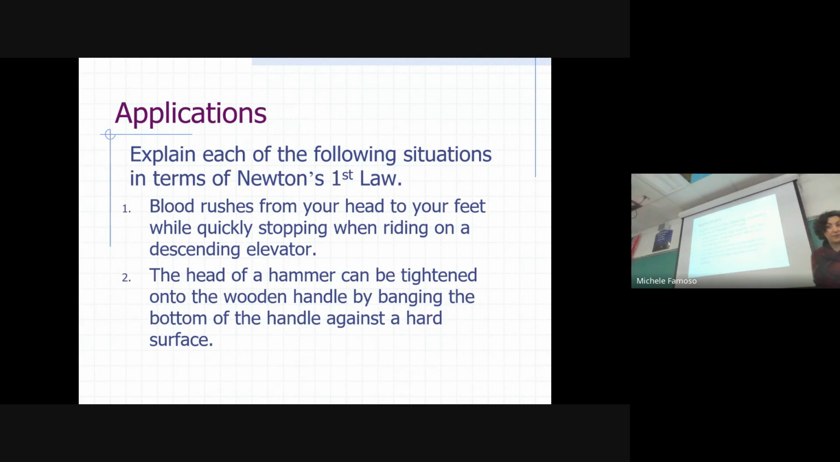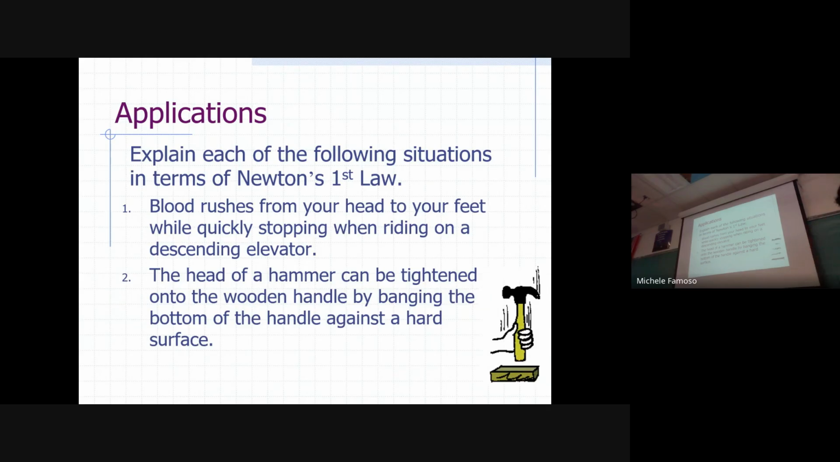Second scenario, the head of a hammer can be tightened onto a wood handle if you bang the bottom of the handle against a hard surface. This is what I mean. Here's a little diagram. The head is separate from the handle. So if I bring this down, this gets loose, I can just go boom, boom, boom onto a desk several times, and this will get tightened onto that. Why? Tell me why that would happen in terms of Newton's first law.